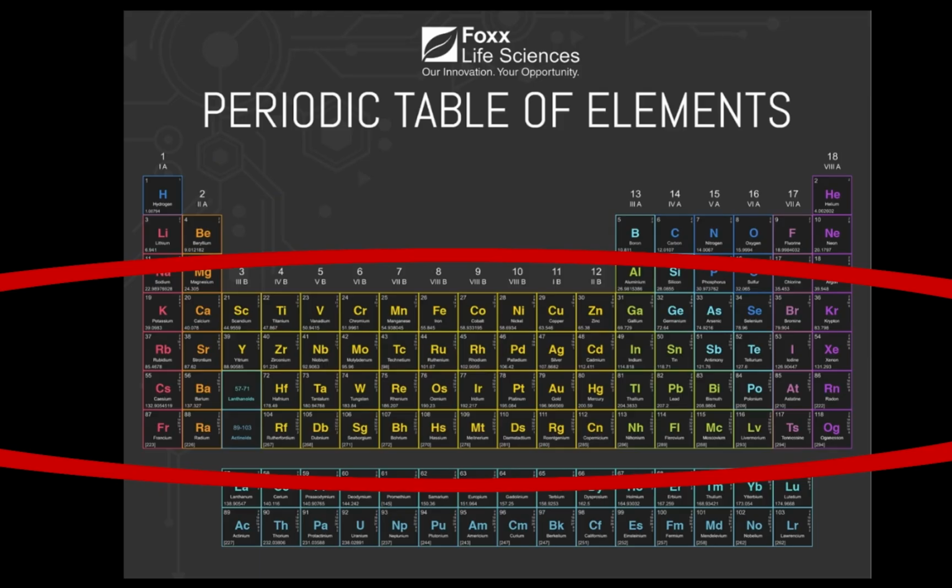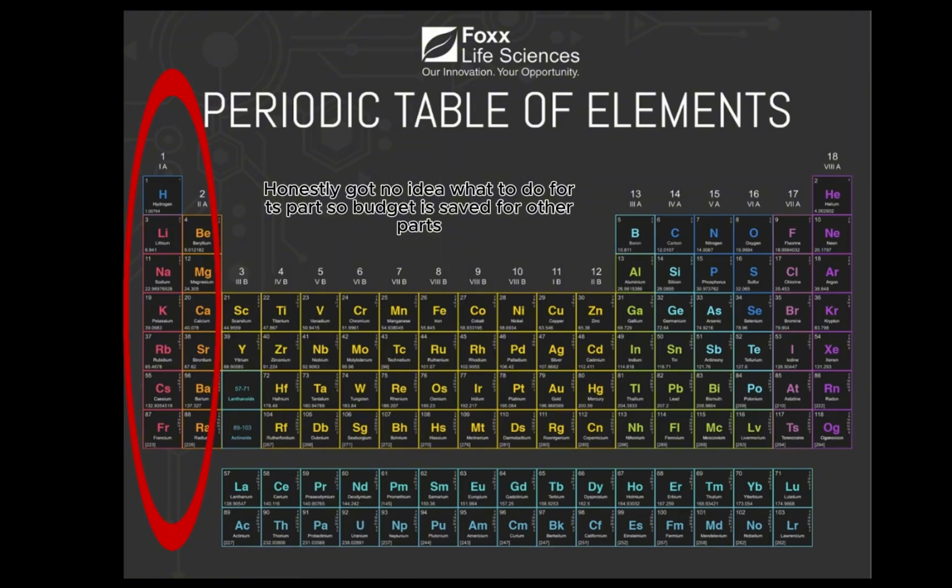Second, the vertical columns are called groups. Elements in the same group often have similar chemical properties. This means they often react in similar ways. Why? Because they usually have the same number of outer electrons.